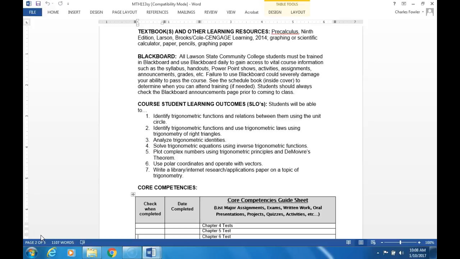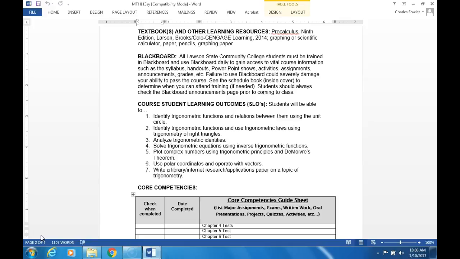Analyze, by the way, these are Chapter 4. These two are in Chapter 4. Analyze trigonometric identities. That's mostly Chapter 5. Solve trigonometric equations using inverse trigonometric functions. Well, you start doing that in Chapter 3. We do some in Chapter 4. Actually, more, sorry, I keep saying it wrong. Some in 4, and we keep doing it in 5. And even some in 6, okay?